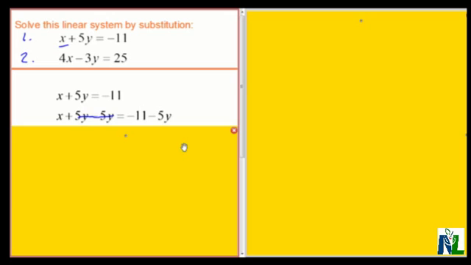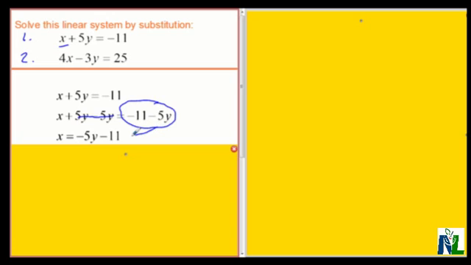5y minus 5y is 0. So I'm going to get x plus 0, which is just x on the left-hand side. And on the right-hand side, I'm going to rearrange this piece. Instead of writing negative 11 minus 5y, I'm going to write that as negative 5y minus 11. So I get x equals negative 5y minus 11. I'll call that equation 3.